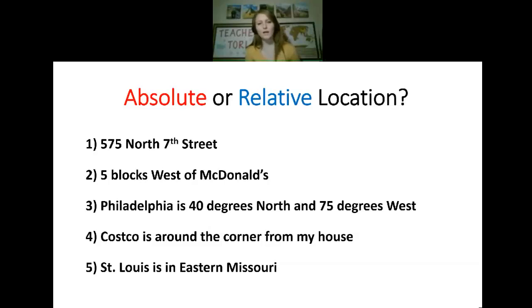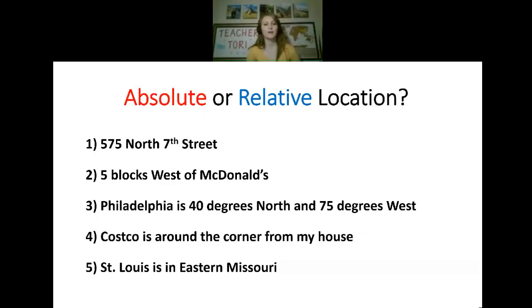Alrighty. Number 1. This is an address, 575 North 7th Street. Is it absolute or relative? Type it in the chat. Absolute or relative? Beautiful. Absolute. It's giving you an exact address to find someone so that it's not vague. You know exactly where to go.